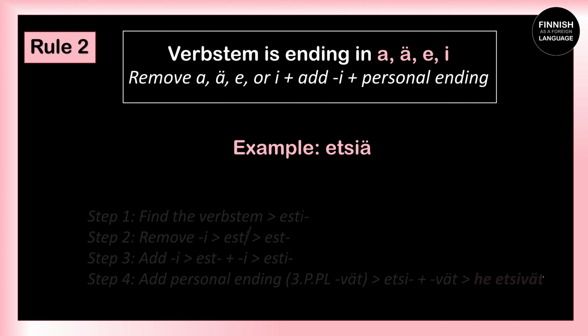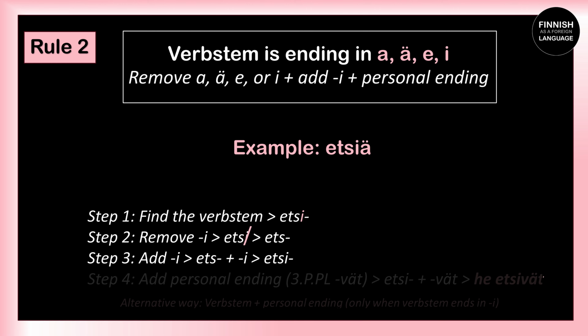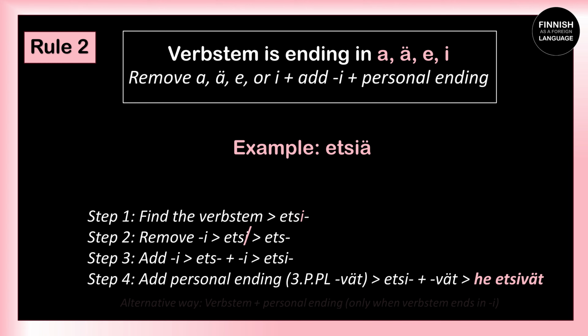And our last example for this rule is etsiä, which means to look for. Step number 1 is again finding the verb stem, which is etsi. So here we see our verb stem is ending in the letter i. In the second step, we have to remove the i letter and we remain with ets. Then in the third step, we add the past tense marker i to it, which means we have ets plus i is etsi. Step number 4 is adding the personal ending. Now let's say we want to form the third person plural, so that means we have to add vat to it. So we have etsi plus vat is he etsivät, which means they looked for.